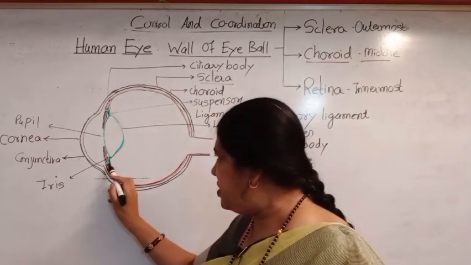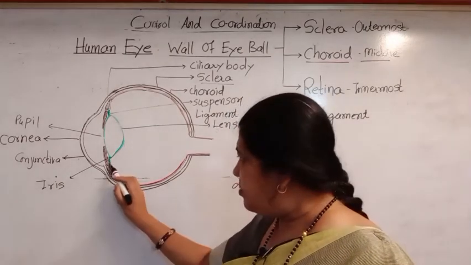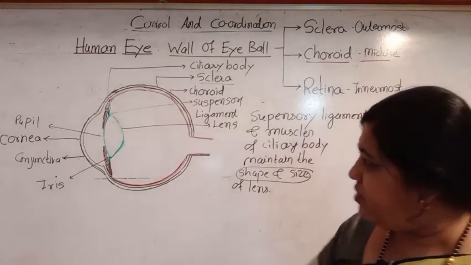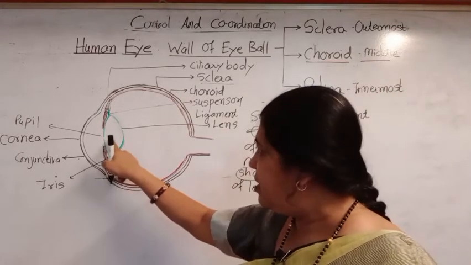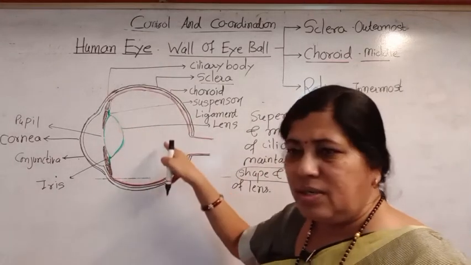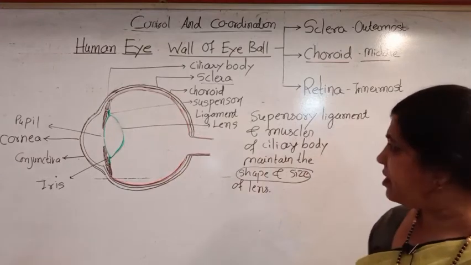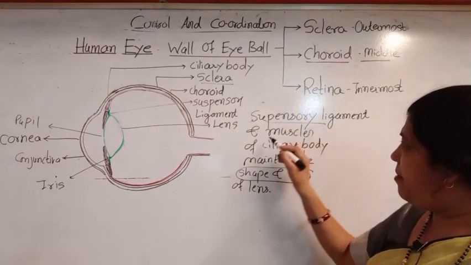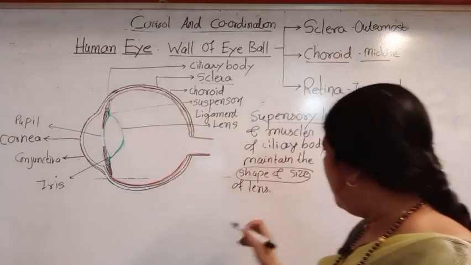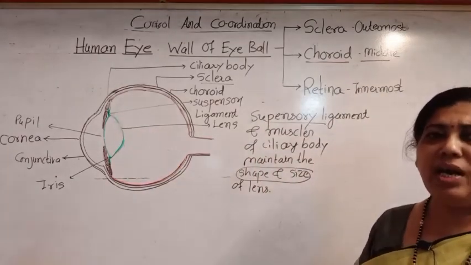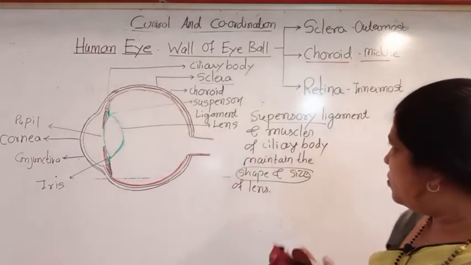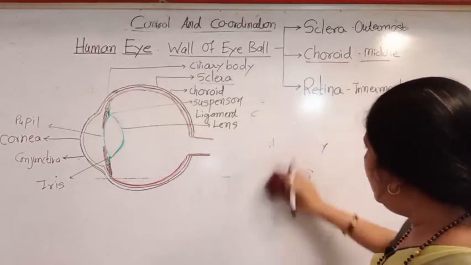So here is the suspensory ligament. Suspensory ligament is attached to lens, and with the help of suspensory ligament, lens is held in position. Lens is suspended in the cavity of eyeball. So suspensory ligaments and muscles of ciliary body maintain the shape and size of lens inside the eyeball. Any difficulty?